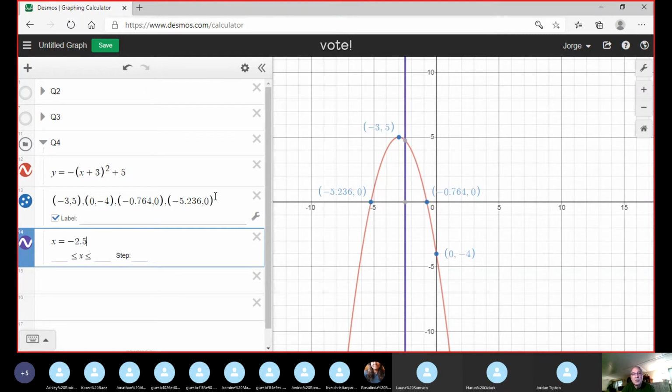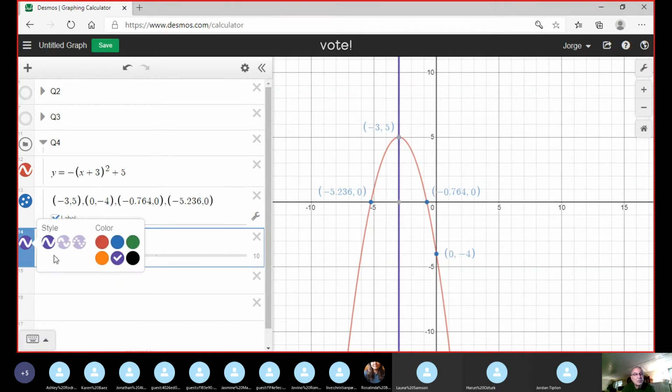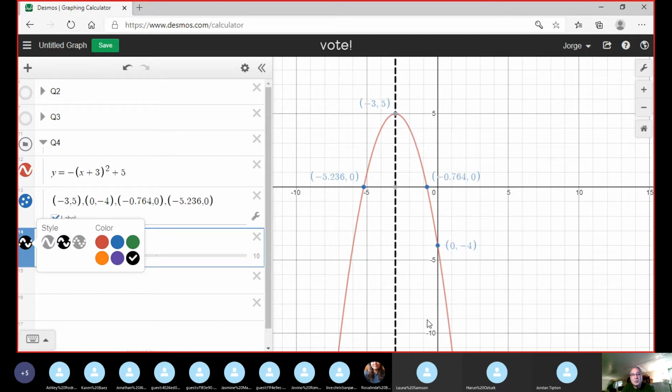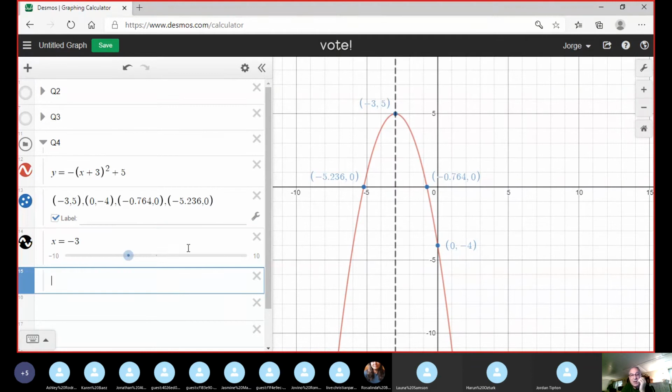2.5, no. It's negative 3. Negative 3. Black color, dotted line. This is my axis of symmetry. I suppose, using my common sense and my imagination, okay, we have another important point here, which is symmetric with respect to this. Okay, this is 4.